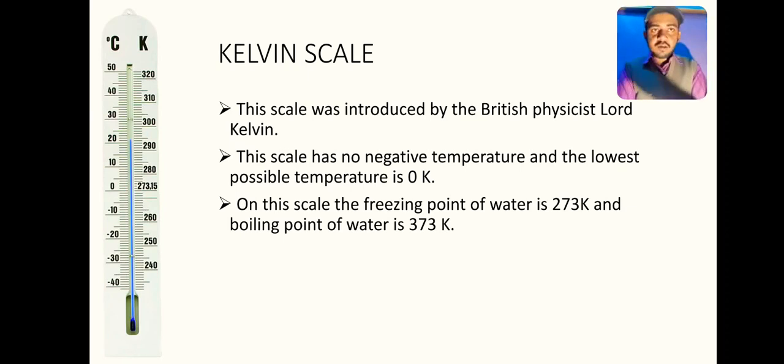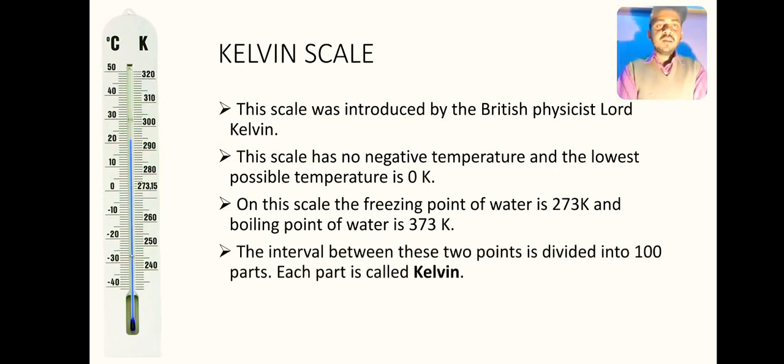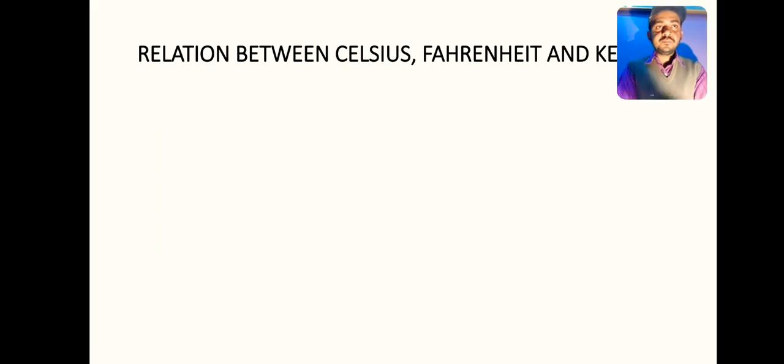Because this much is in Celsius. So 0 degrees C is equal to 273 K, and 100 degrees C is equal to 373 K. So it's very relative. That means 50 degrees will somehow be 50 plus 273. The interval between these 2 points is divided into 100 parts. Each part is called a Kelvin and represented by K.